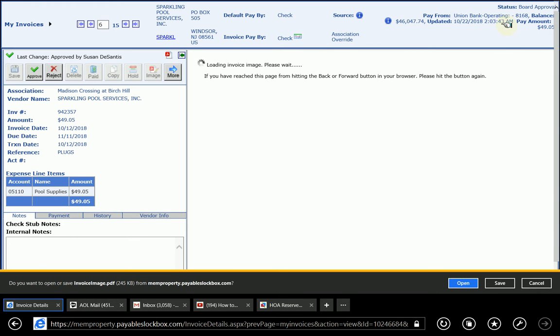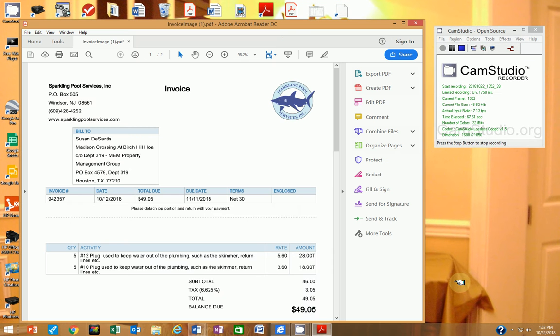One of the things I like about this particular screen is that in the upper right hand corner you'll find an indication of our operating fund balance at Union Bank. This is of course the checkbook balance. To view the invoice, we use the open in the lower right hand corner. Here's the Sparkling Pools invoice.